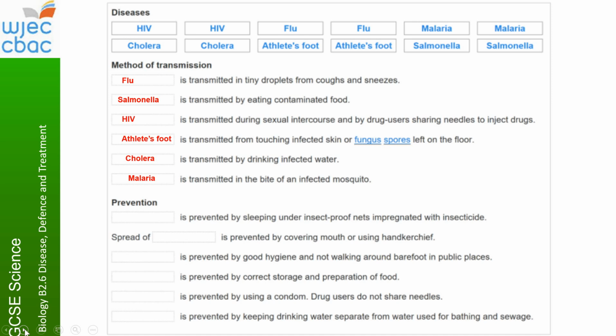So how do we prevent these particular diseases? Malaria is prevented by sleeping underneath insect-proof nets impregnated with insecticide. So insecticide kills the mosquitoes.